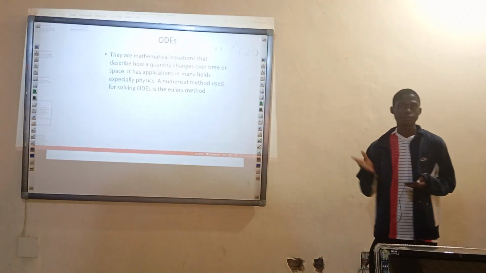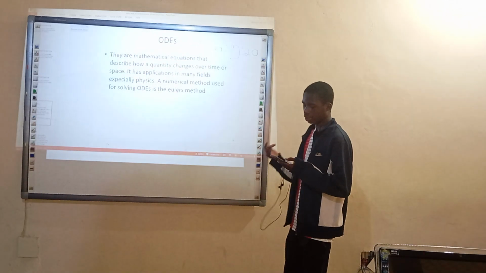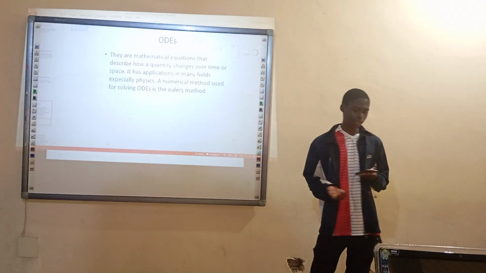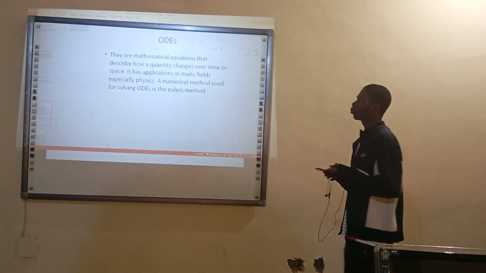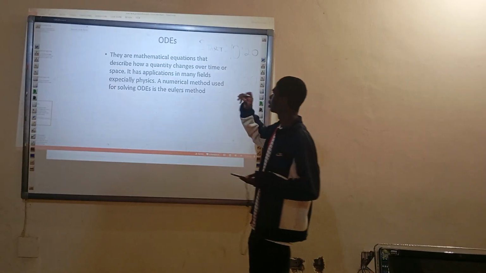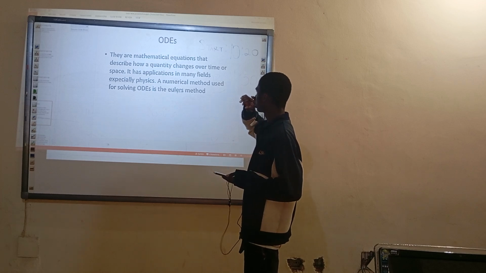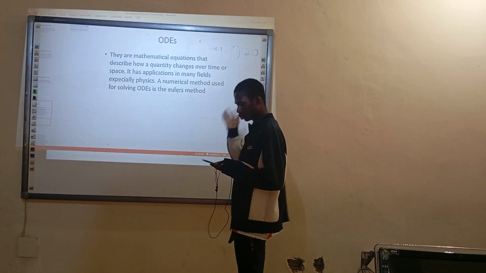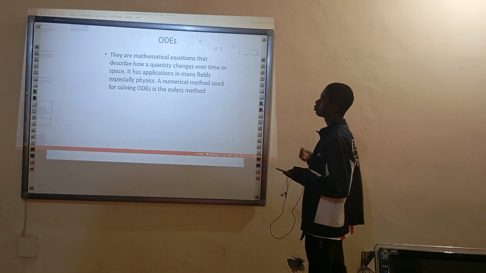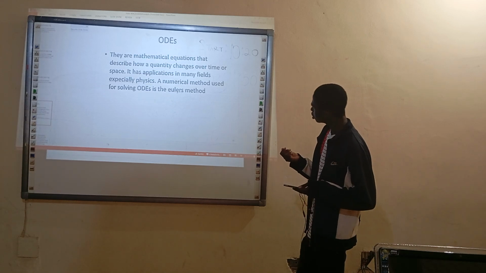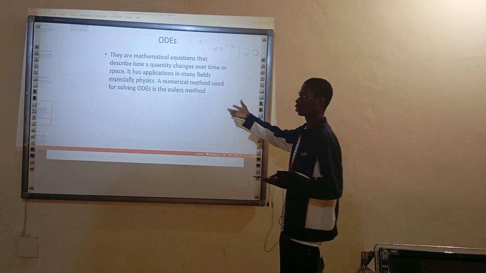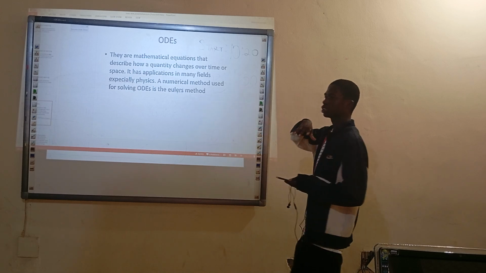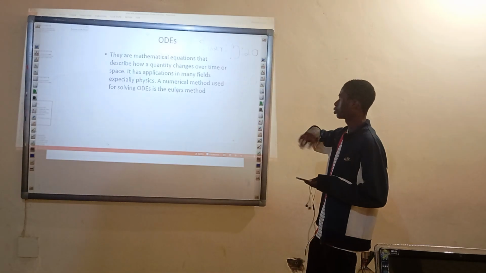We have different types of ODEs. There are initial value problems, boundary value problems, and then stiff ODEs. Its application, one basic application: we'll see the application in physics, we can see it in chemistry, we can see it in engineering, and also in biology. So there are mathematical equations that describe how a quantity changes over time and space. It has application in many fields, especially physics. That's why physics informed learning is actually introduced into scientific machine learning.